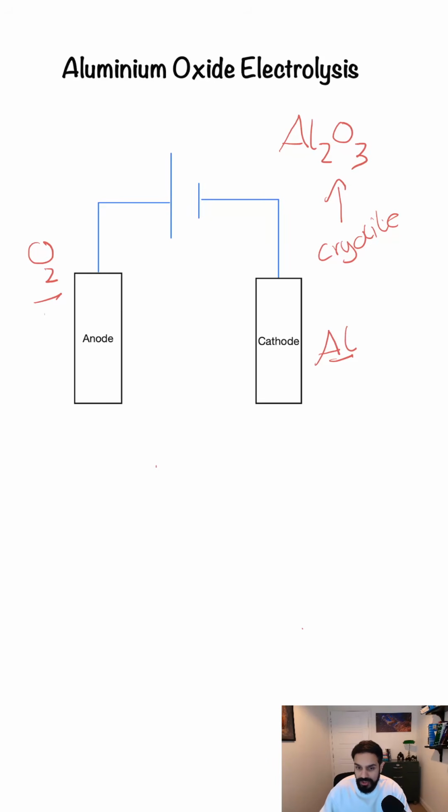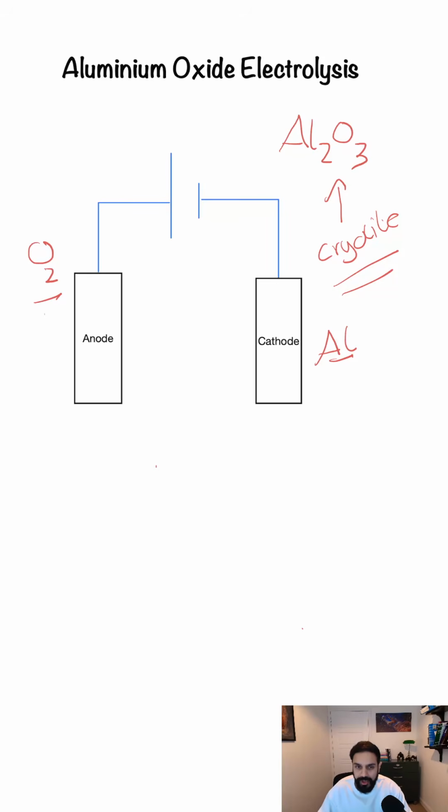Now, just like all types of electrolysis, it's either got to be molten or dissolved. This one is molten, we melt it. Now, the additional piece of info you need to remember is we add in a substance called cryolite that reduces the melting point. Okay, so we've got all that, but what actually happens at the electrodes?